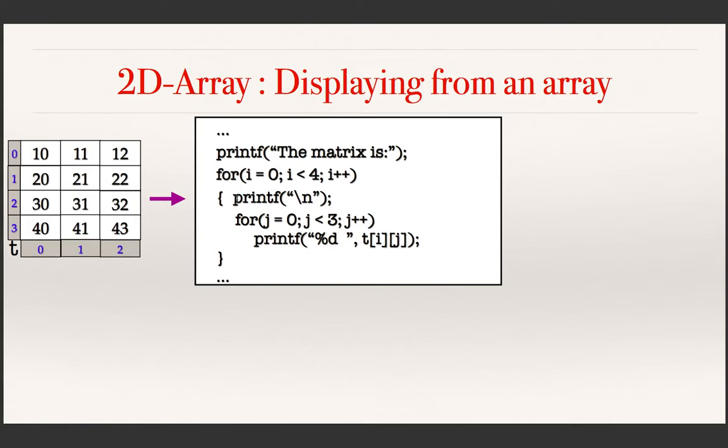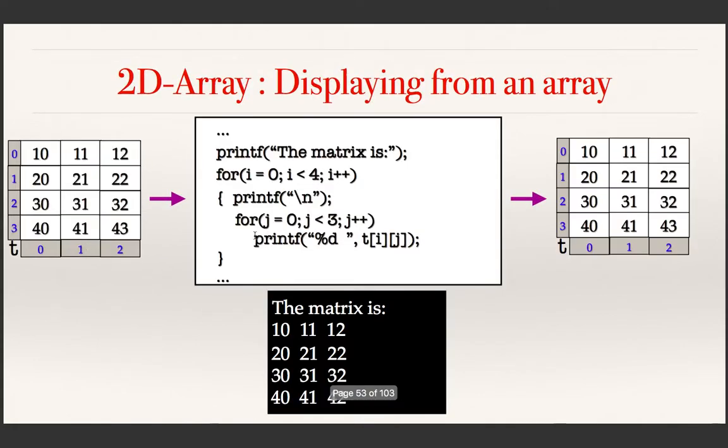A printf statement is added here to go to the next line. \n means you break the line and go to the next line. Otherwise, all the elements will be printed on the same line. So after each row, you go to the next line. That is the purpose of this statement. If you execute this part of the code, this will be printed on the screen as shown here. Because we are not altering the elements, the matrix is not altered.